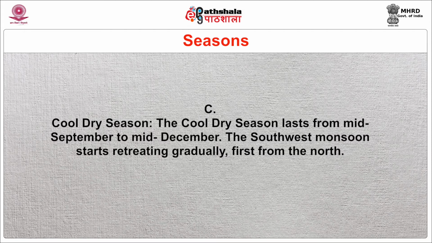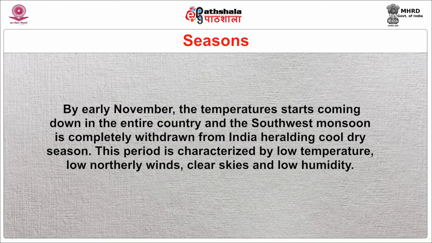The cool dry season lasts from mid-September to mid-December. The southwest monsoon starts retreating gradually, first from the north. By early November, the temperature starts coming down in the entire country and the southwest monsoon is completely withdrawn from India. This period is characterized by low temperature, light northerly winds, clear skies and low humidity.